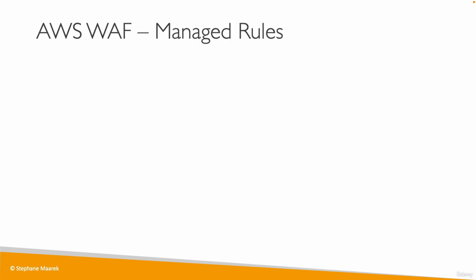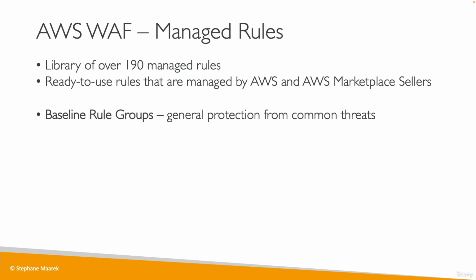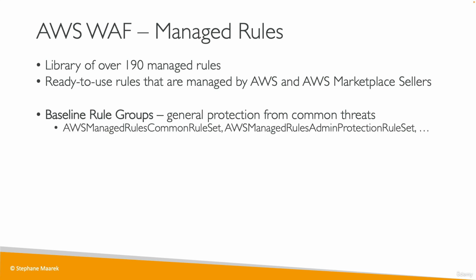So something super important for you to know is that WAF has managed rules, and you need to know it for the exam. So there are over 190 managed rules, and I'll give you some of the most important. They are ready-to-use managed rules that will be from AWS or the marketplace sellers, and they allow you to just power up WAF very quickly. So you get baseline rule groups, which is general protection from common threats. And this includes the managed rule common rule set, the managed rules admin protection rule set, and so on. So they're just baseline for common protection.